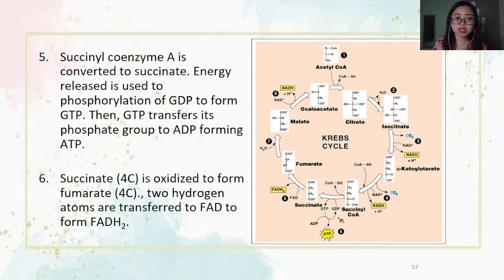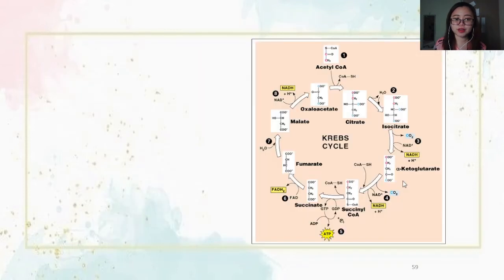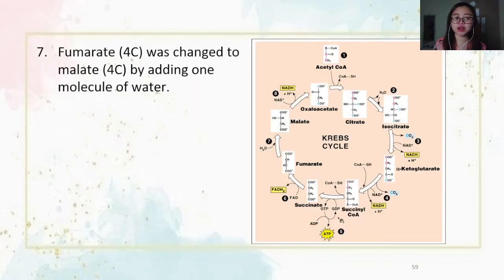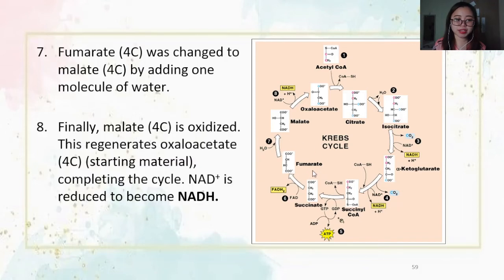In step number 6, succinate, 4 carbon, is oxidized to form fumarate, which is still 4 carbon, and 2 hydrogen atoms are transferred to FAD to form FADH2. So, apa yang berlaku di sini? Kita keluarkan hydrogen atom, tenaga daripada itu akan dimasukkan ke dalam FAD, FAD menjadi FADH2. Alright, moving on. Now, after that, we are going into step number 7. In step number 7, we have fumarate, which is 4 carbon, and changed to malate by adding 1 molecule of water. So, daripada sini, tambah air, dia menjadi malate.